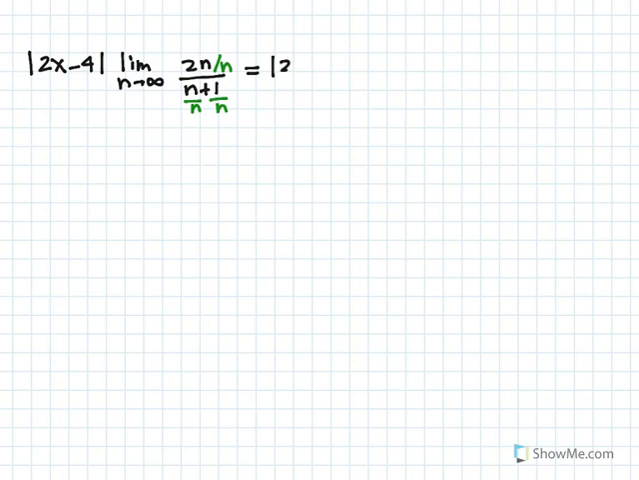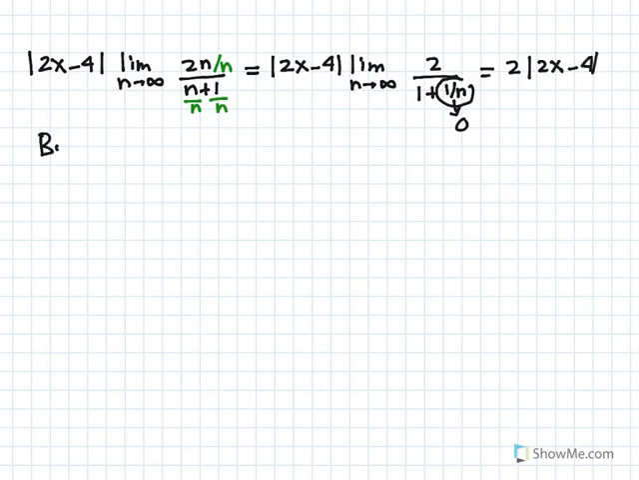All right, so what we have is the absolute value of 2x minus 4 times the limit as n approaches infinity of 2n divided by n plus 1. So we divide by the highest power in the denominator, divide by n. We get the absolute value of 2x minus 4 times the limit as n approaches infinity of 2 divided by 1 plus 1 over n. Simplifying this, 1 over n approaches 0 as n approaches infinity. We're going to get 2 times the absolute value of 2x minus 4.